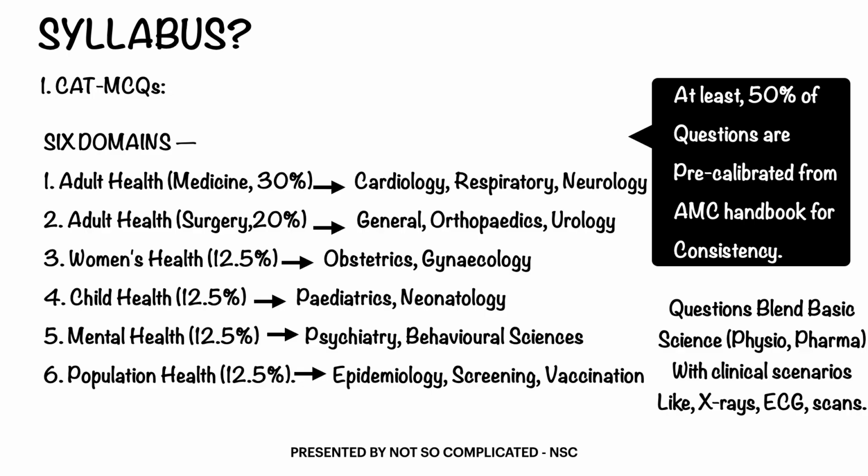20% includes general surgery, orthopedic surgery, and urology, and women's health includes obstetrics and gynecology. Child health includes pediatrics and neonatology. Mental health includes psychiatry and behavioral sciences, and population health includes epidemiology, screening, and vaccination. So the weightage of these questions, you can look at: 30%, 20%, and 12.5% each for the rest. And at least 50% of questions are pre-calibrated from the AMC Handbook for consistency. The AMC Handbook is a question bank of AMC, just like USMLE First Aid.